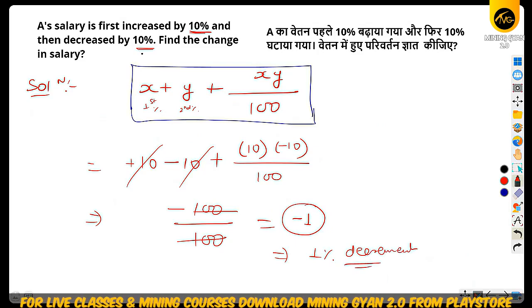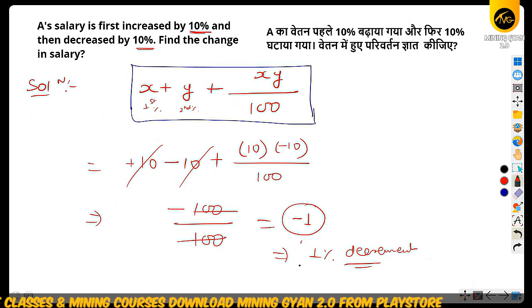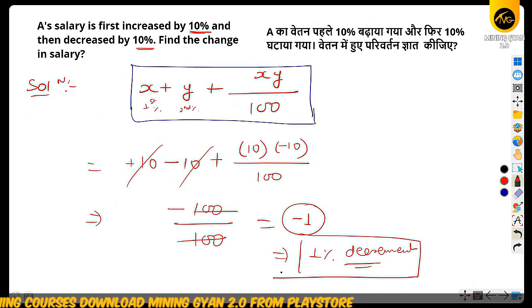So basically we can say that if the salary is first increased by 10% and then decreased by 10%, the change in salary will be 1%. 1% का change आएगा वहां पे. Okay, so 1% decrement in this salary.